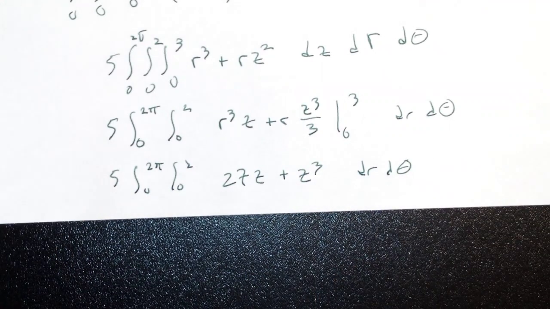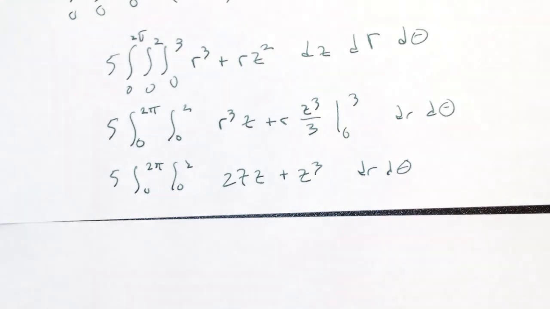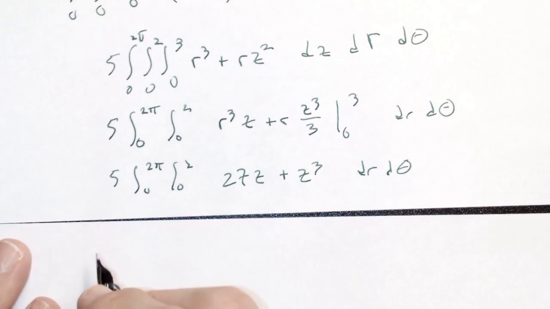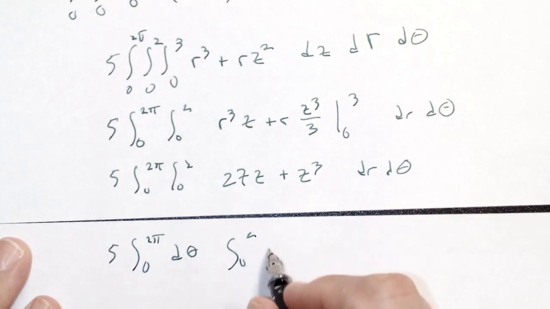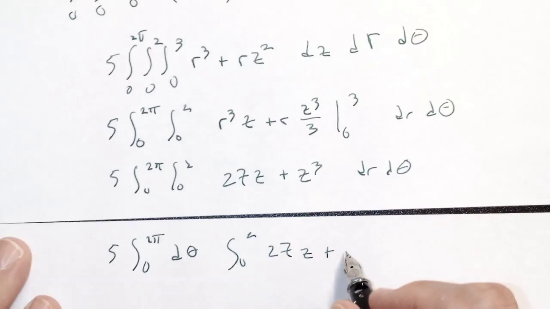So when I integrate with respect to z, I get r cubed z and r z cubed over 3. Put in 3, put in 0. Well, 3 cubed is 27, but then I get 3 times z cubed over 3, so the 3 on top and bottom cancel. 27z minus z cubed. What can I do with the theta at this point? My buddy Fubini allows me to take these two integrals apart. 5 integral 0 to 2 pi d theta, integral 0 to 2, 27 z.